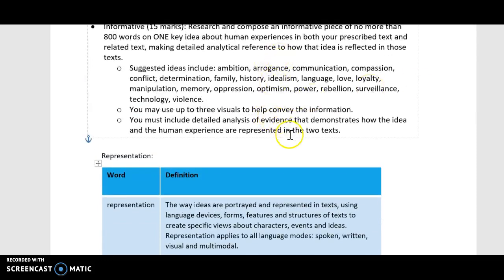It's saying, how is it represented? So you need to be talking about these things here. You need to be writing your TEA sentences: technique, evidence, analysis. Okay, you need to have a lot of that in an informative text. How is the idea represented in the text? It is represented through the flash forward of, or the flashback of, or the metaphor of, or through the structure of the text, the 3-part structure, through accumulation, tricolon, run-on sentences.